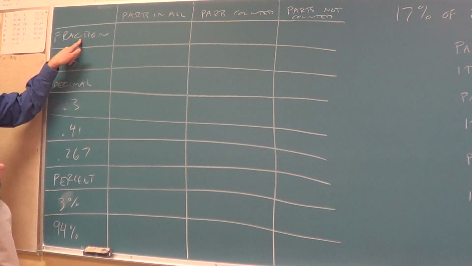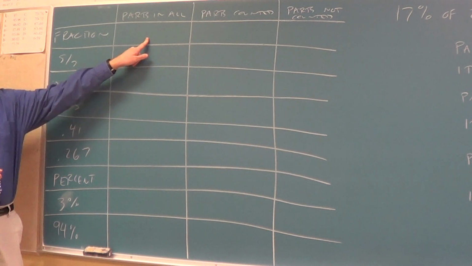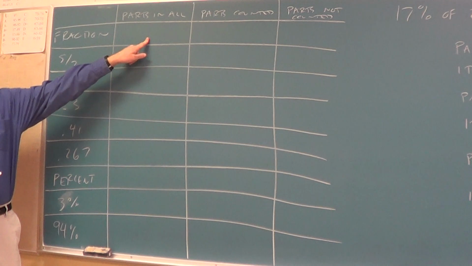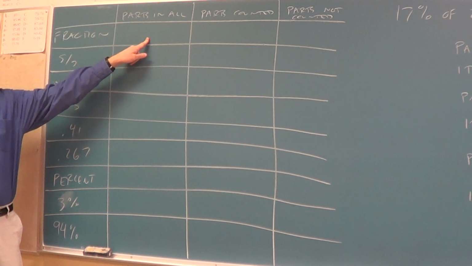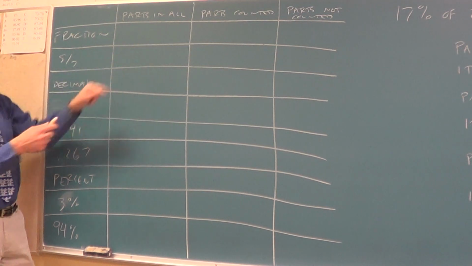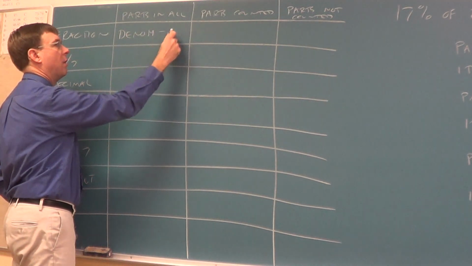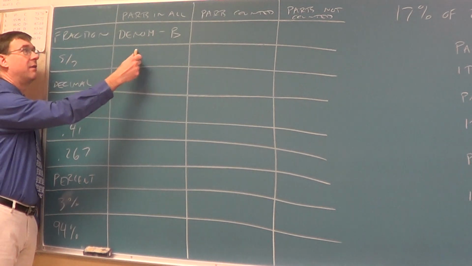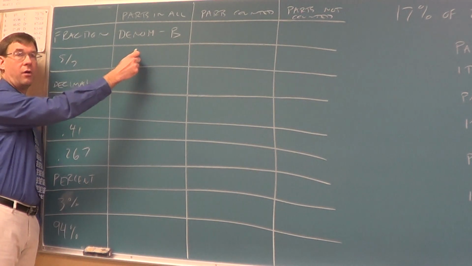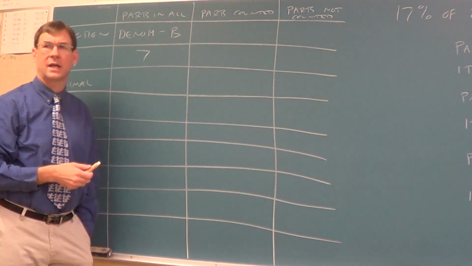So if I give you a fraction, somebody tell me how can we identify from looking at a fraction the parts in all? Where do we look? Denominator. What's the denominator mean? It's the number that's on the bottom. So if we look to the denominator, look to the bottom, that's going to tell us the parts in all. So if I start talking about 5/7, that tells you there's how many parts in all? 7.